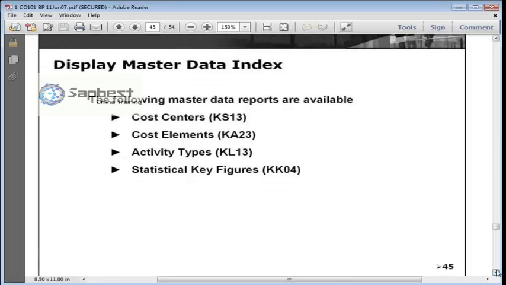These are all the master data reports. If you want to report all the cost centers, use KS13; for cost elements, KA23; for activity types, KL13. You also have the statistical key figure, KK04. So let me show you.